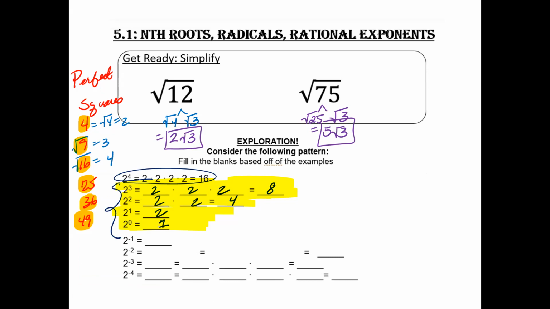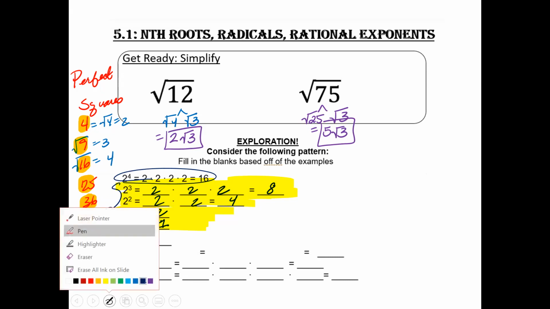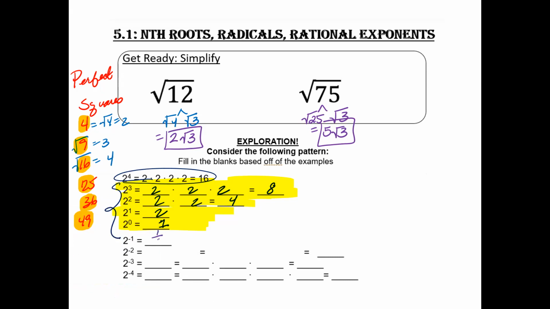Now we're going to talk about the negative exponents. So we have 2 to the negative 1. What that gives you is 1 over 2, which is just 0.5. Then you have 2 to the negative 2, which is just going to be 1 over 2 times 1 over 2, which is going to be 1 over 4, because 2 times 2 is 4. If you put it into decimals, it's 0.25.